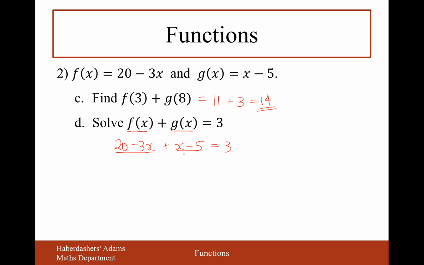Now what we have to do is solve. So let's put these two bits together. It would be minus 2x, add 15, equals 3. We'll add the 2x onto the other side, then take away the 3, and then divide by 2, so x equals 6.